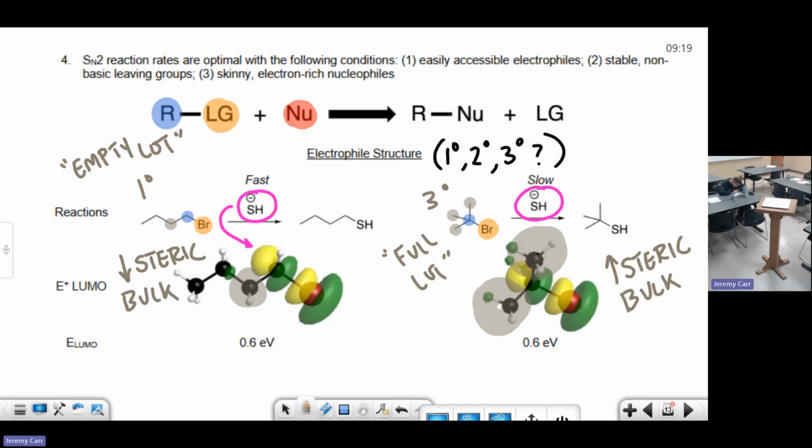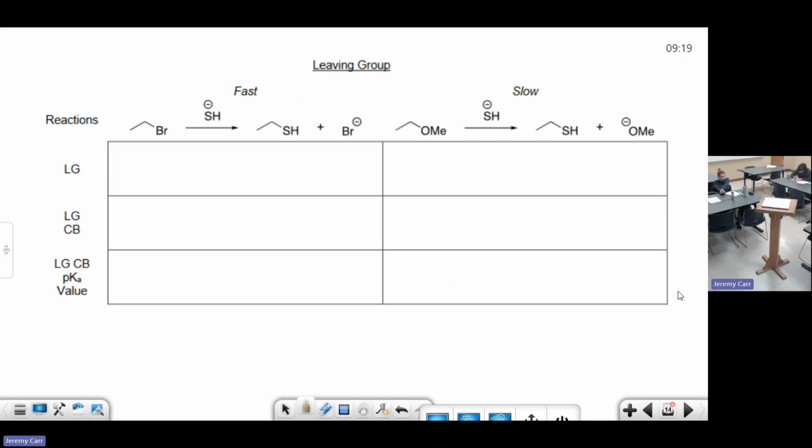So in instances, especially for SN2 reactions, where you have lots of steric bulk, the reaction tends to slow down. Whereas if you have very little steric bulk, the reaction is actually quite quick. Okay, electrophile structure, that's one aspect of it. Bottom line is you want your electrophiles to be small. That's kind of what we're getting at.